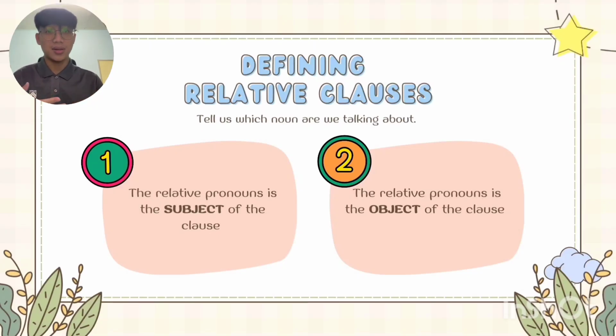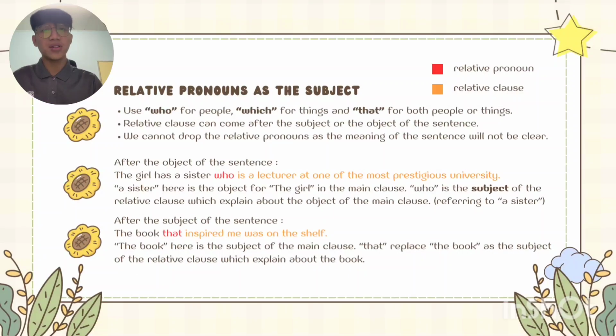Defining relative clauses tell us which nouns we are talking about. It's divided into two parts, which are where the relative pronoun is the subject of the clause, and where the relative pronoun is the object of the clause. For the first part, relative pronouns as the subject, we use who for people, which for things, and that for both people or things.